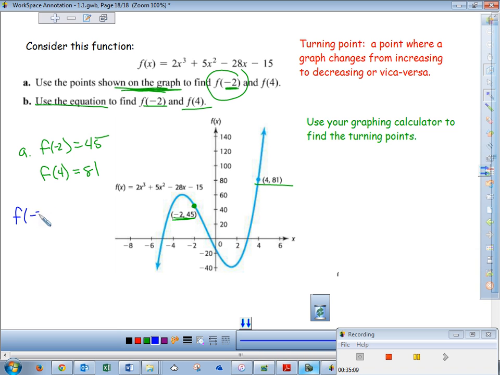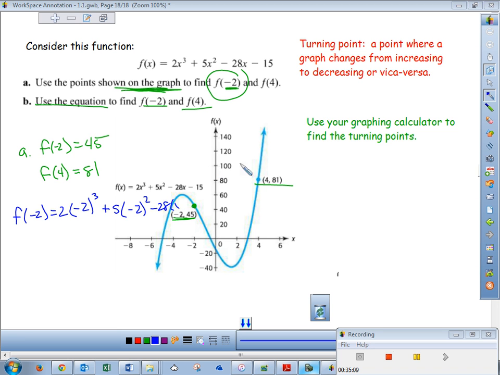F of negative 2 equals 2 times negative 2 cubed plus 5 times negative 2 squared minus 28 times negative 2, my bad, minus 15. You can use your calculator. I'm not against using your calculator. You already know that the answer better turn out to be 45.